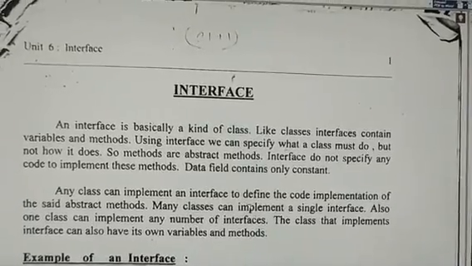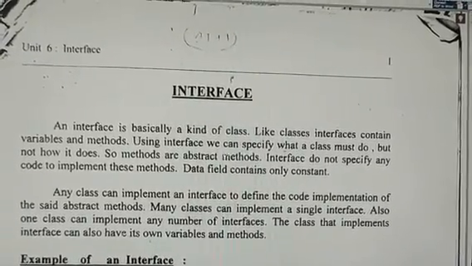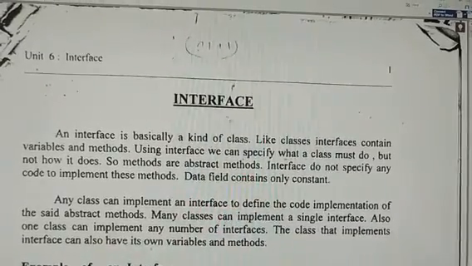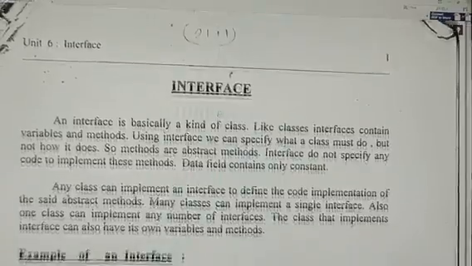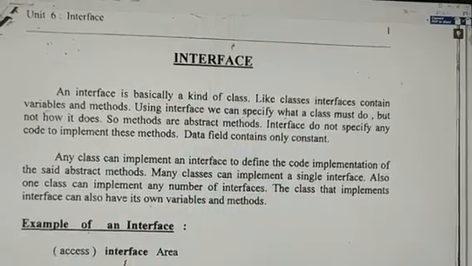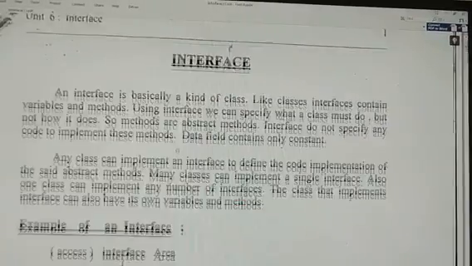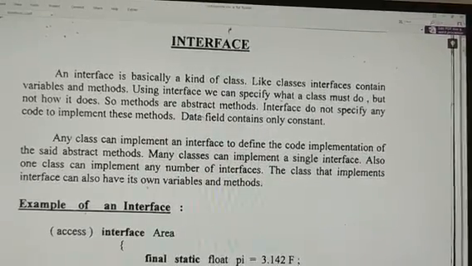We will go through the chapter interface. What do we mean by the interface? We have read about class. It is almost similar to that of the class, but some difference is there. It also consists of variables and methods, but the difference is that the methods are always abstract methods.